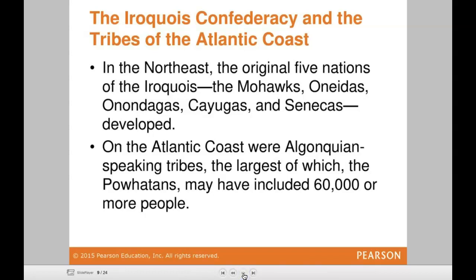The Iroquois Confederacy and the tribes of the Atlantic coast. In the Northeast, the original 5 nations of the Iroquois, the Mohawks, Oneidas, Onondagas, Cayugas, and the Senecas developed. On the Atlantic coast were the Algonquin-speaking tribes, the largest of which, the Powhatans, may have included 60,000 or more people.